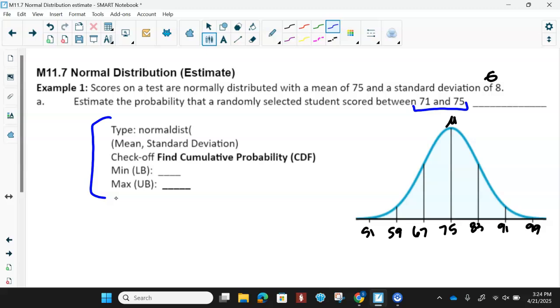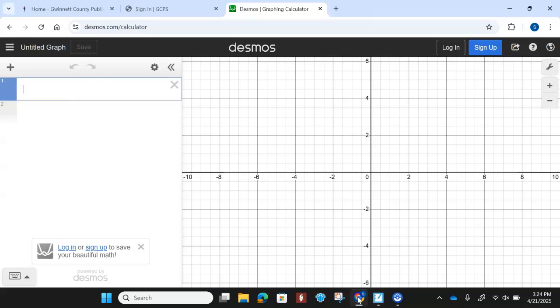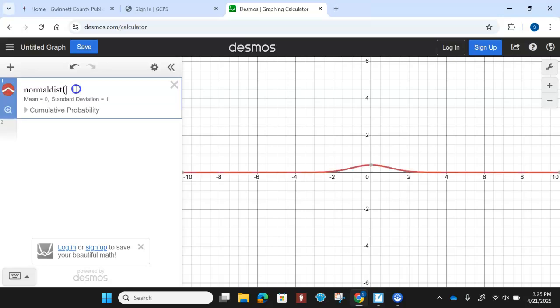So we're going to set up our normal distribution. Notice it says we are going to type normal dist, and then open the parentheses. Here we're going into the Desmos graphing calculator. Again, we type normal, see how it's italic, then DIST for distribution. Then notice how it changed. That's how you know you're correct. Then open the parentheses, and there's your information.